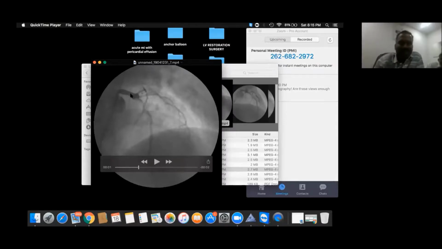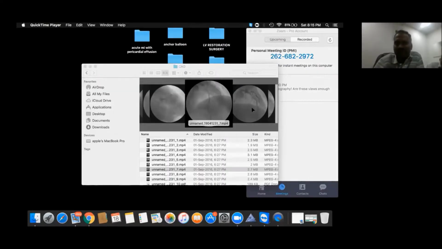We did angioplasty to this patient. As you know, ostial LMCA stenting is equal to bypass surgery. Most of the clinical trials showed ostial LMCA is equal to CABG. There is no issue with ostial LMCA.